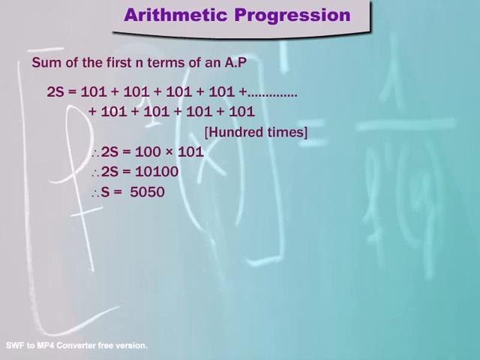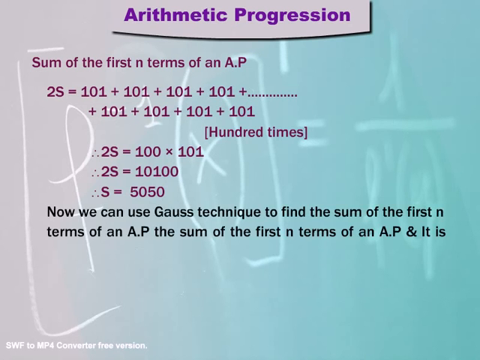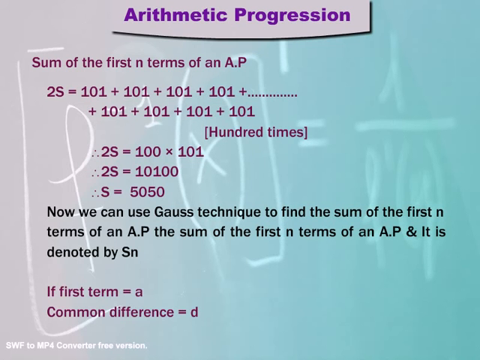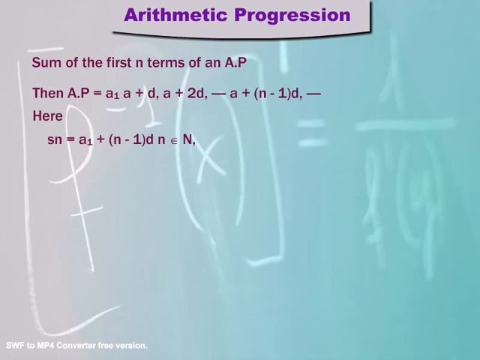2S equals 100 into 101. So 2S equals 10,100. Therefore S equals 5,050. Now we can use the Gauss technique to find the sum of the first n terms of an arithmetic progression. The sum of the first n terms of an arithmetic progression is denoted by Sn. If the first term equals A and the common difference equals D, then the AP is A, A plus D, A plus 2D and so on till A plus n minus 1 into D.